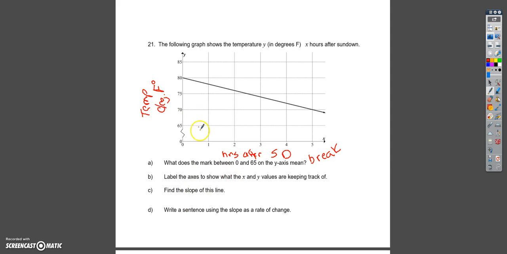Find the slope of the line. Here's a good point. Here's a good point. So I need to draw my triangle. These are going up by 5s. So that would be 5, 10. These are going by 1s. So negative 1, 2, 3, 4, 5. So that's negative 5. Rise over run. So my slope is negative 2 over 1.